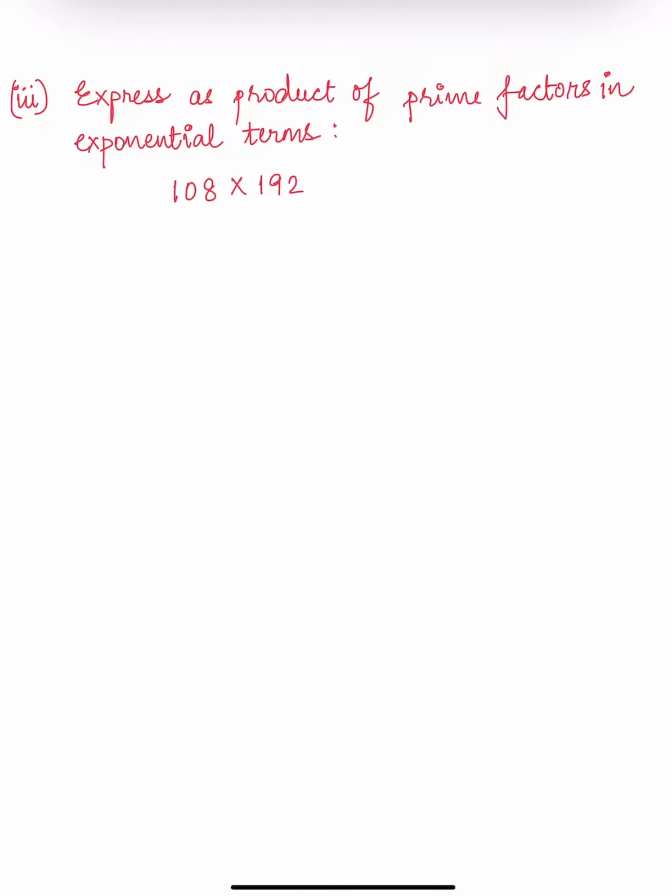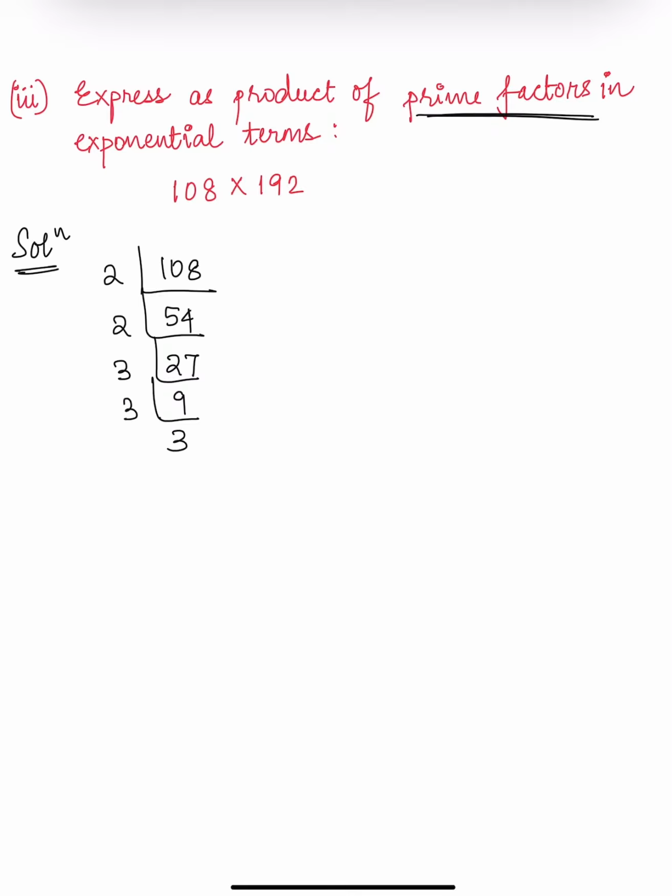The final question is, express this as the product of prime factors. So first we break down 108. So 2 into 54, 2 into 27, 3 into 9, 3 into 3, 3, 1. 108 is 2 into 2 into 3 into 3 into 3. 2 square into 3 cube.